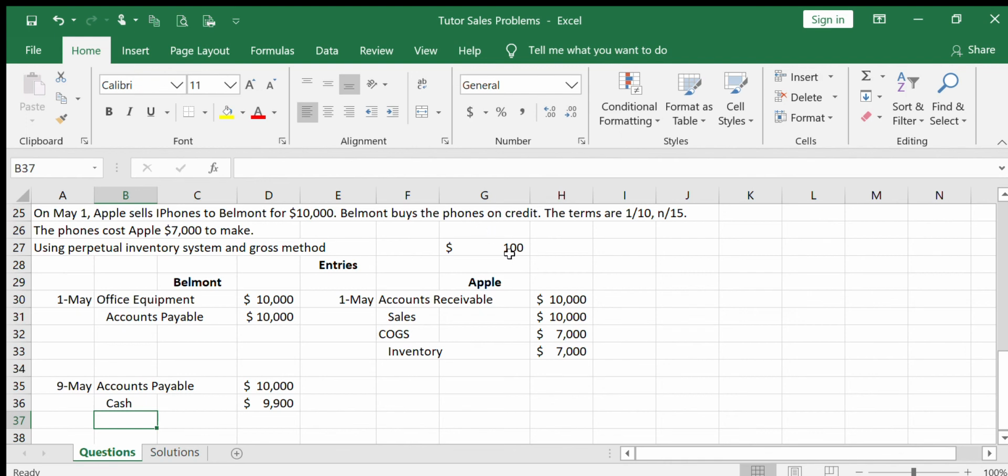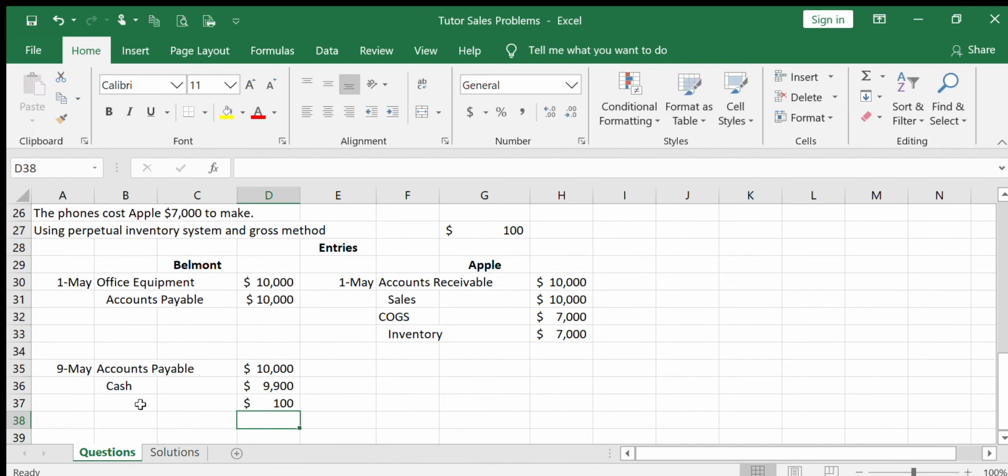because we got a $100 discount, which we saw right here. So what do we do? So now we have $100 of credit left over to balance this. So we're actually going to credit our office equipment.